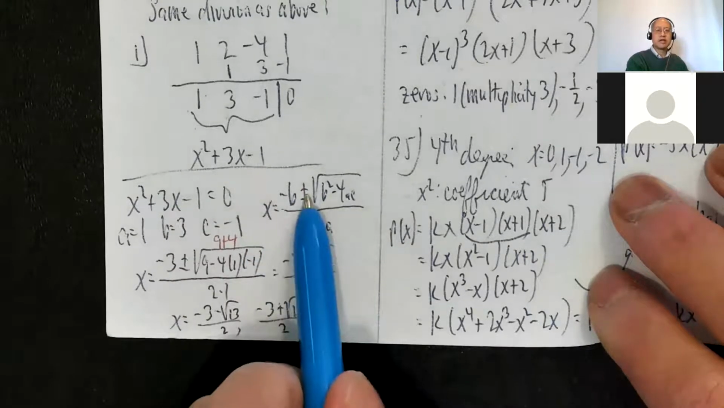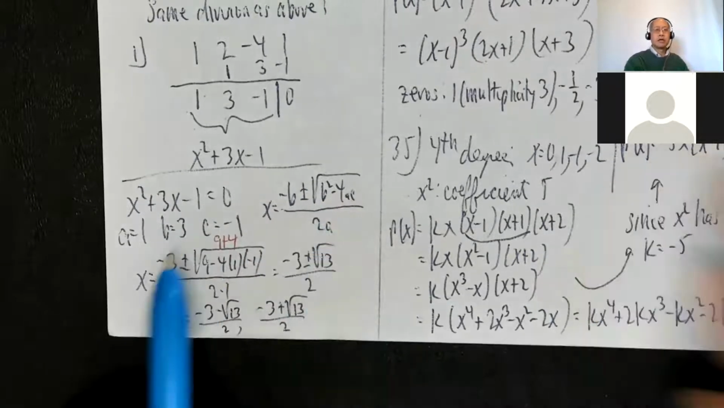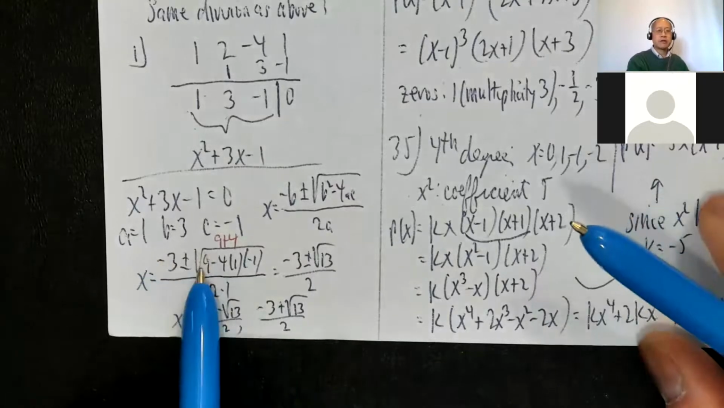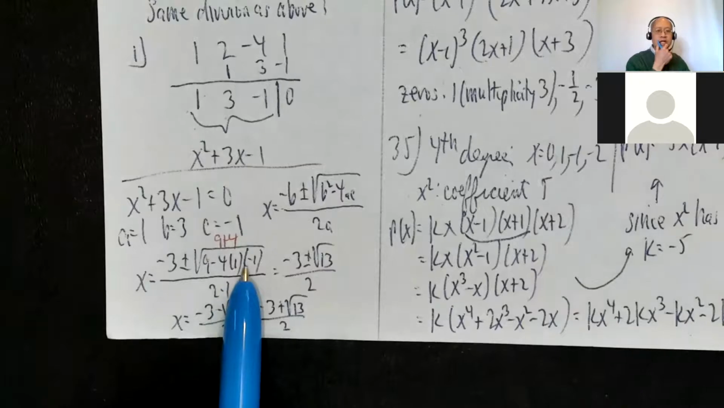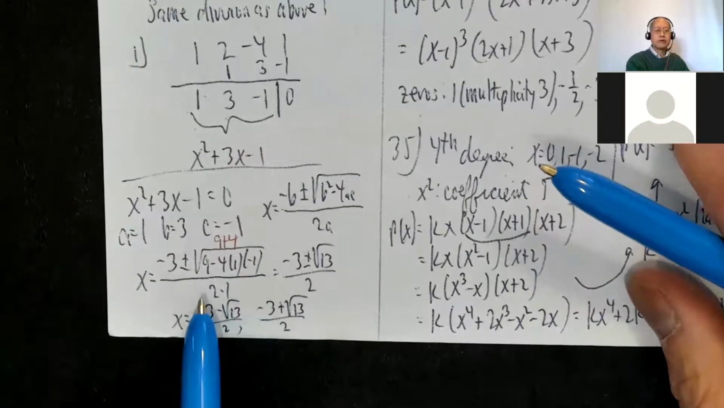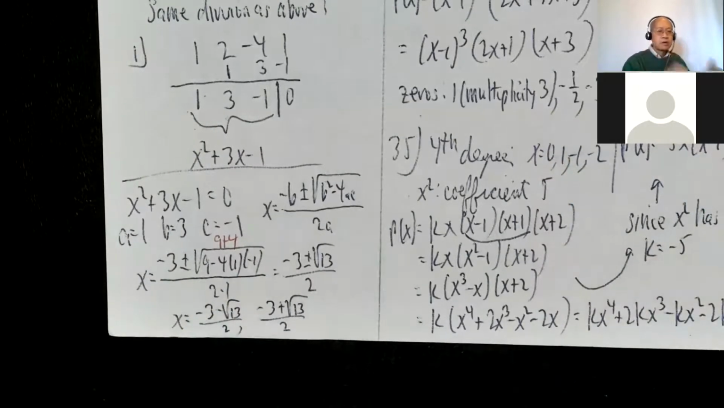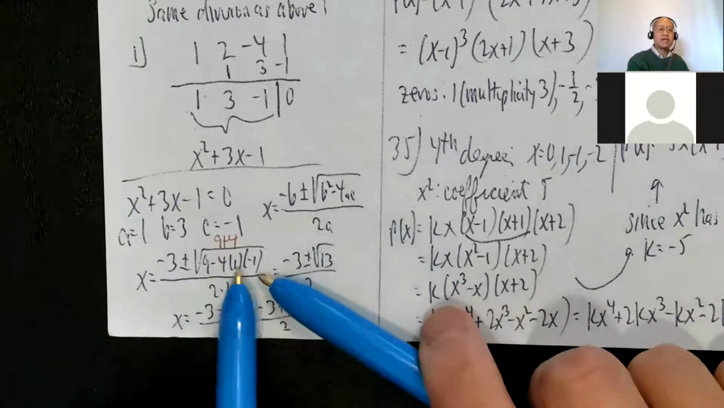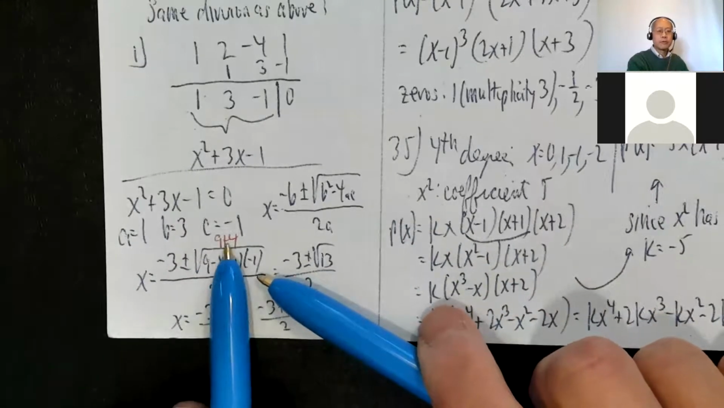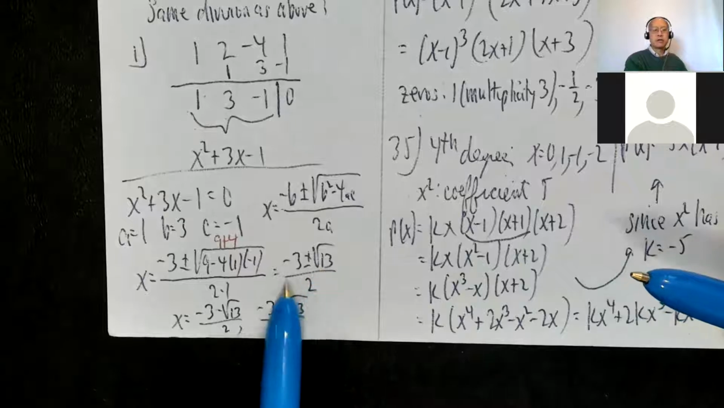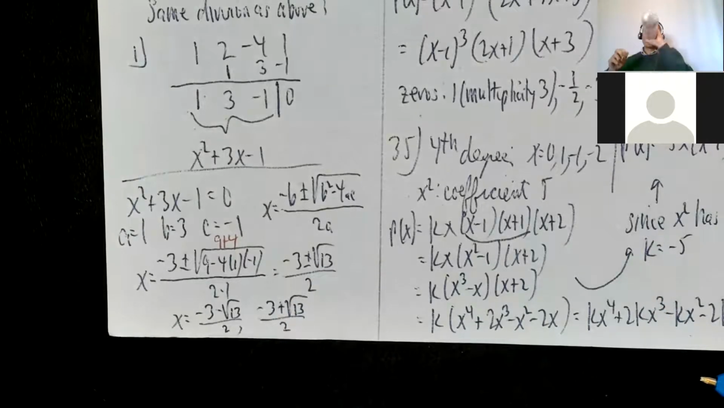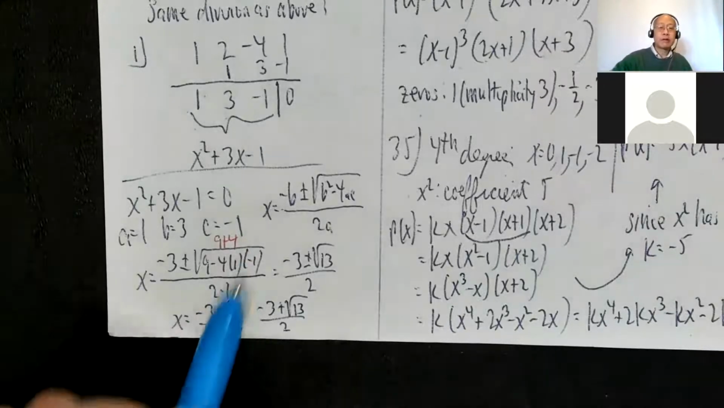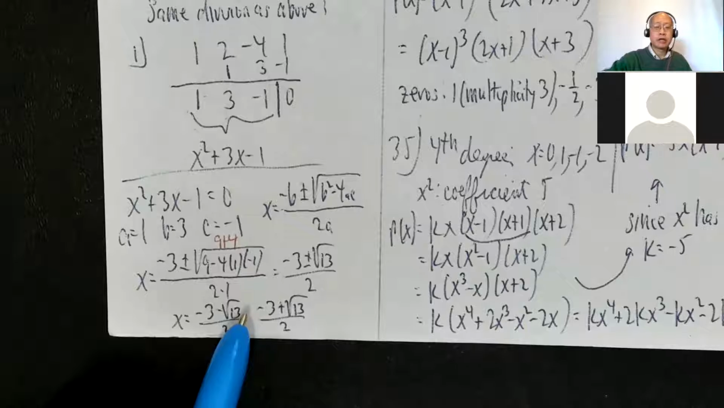Negative B plus or minus the square root of B squared minus 4AC all over 2A. So negative 3 plus or minus the square root of B squared is 9 minus 4 times A, which is 1, times C, which is negative 1, all over 2A, 2 times 1. So this becomes 9 minus a minus 4, 9 plus 4. So negative 3 plus or minus radical 13 all over 2. And there we go. So how do I write my final answer? It's going to be quite messy. I'll show that to you in just a second.